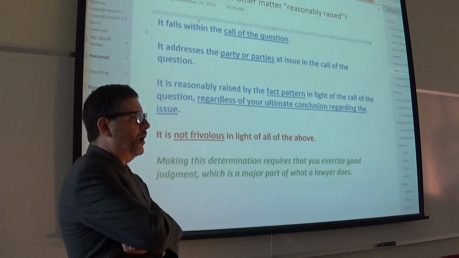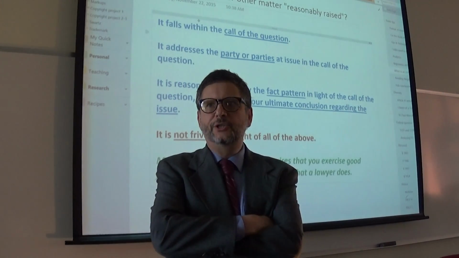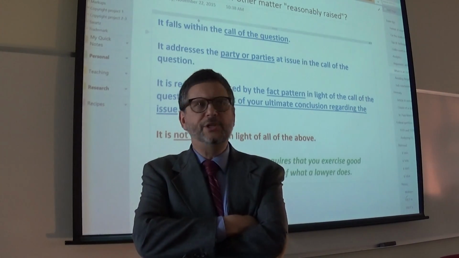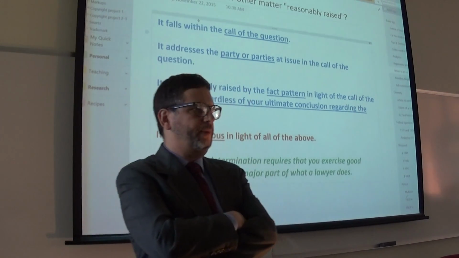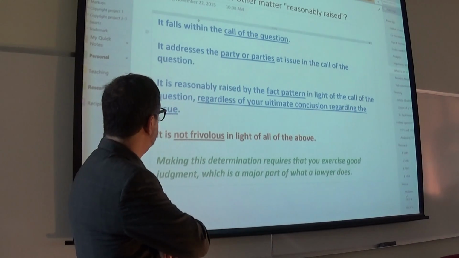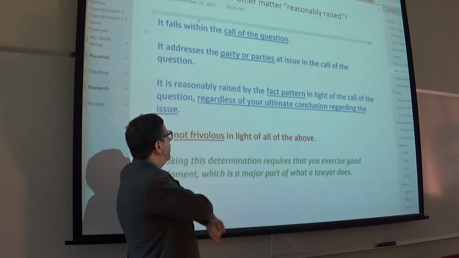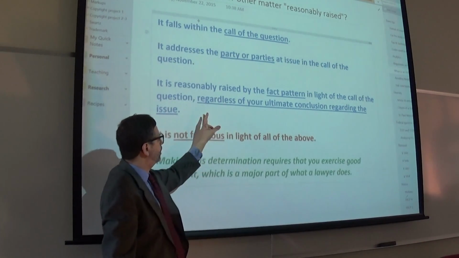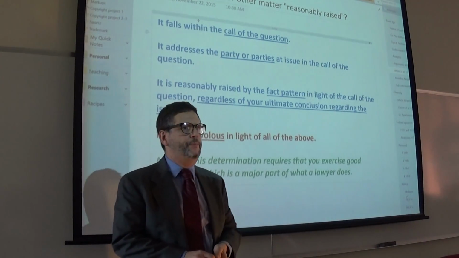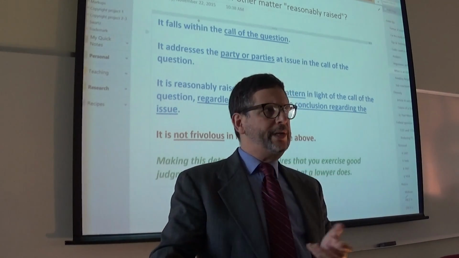It has to address the party or the parties at issue in the call of the question. So in the midterm, the question was whether or not there was PJ over Lucy, yet a lot of people analyzed whether it was PJ over Shelley. Shelley was not within the call of the question. Next, the issue you're discussing is reasonably raised by the fact pattern in light of the call of the question, regardless of your ultimate conclusion regarding the issue. So it doesn't matter what you conclude regarding the issue, but it does have to be reasonably raised.